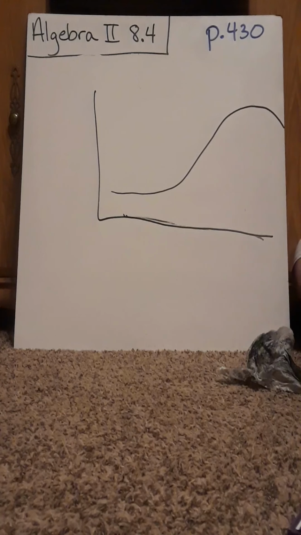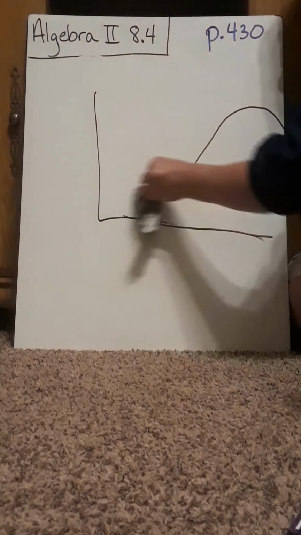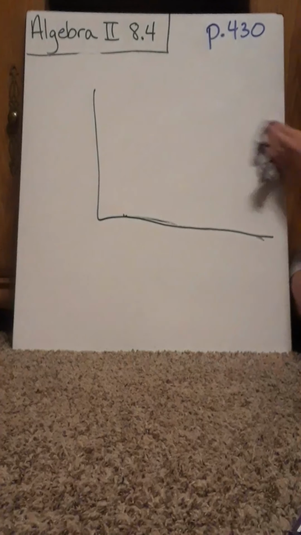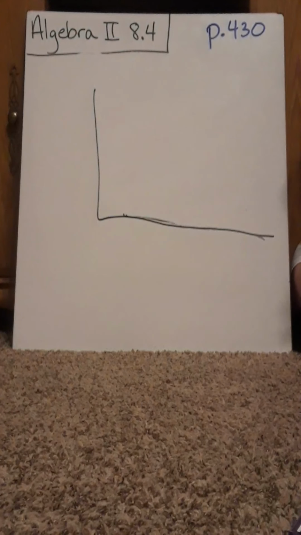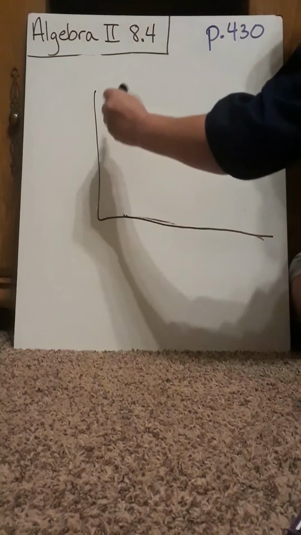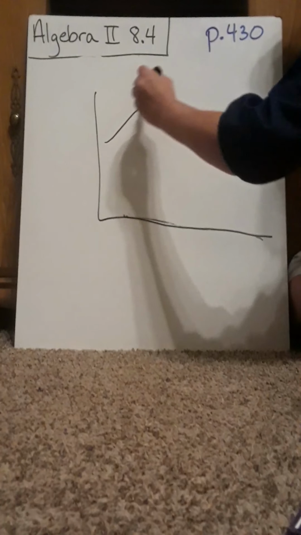Part D, the number of children in a family. Well, that's kind of the opposite. Most families only have 1, 2, 3, maybe 4 kids. So that distribution is going to look more like this.